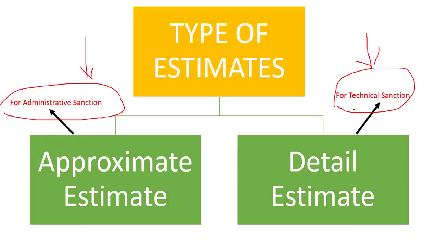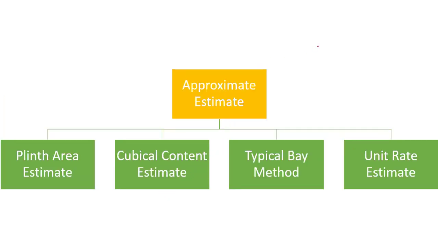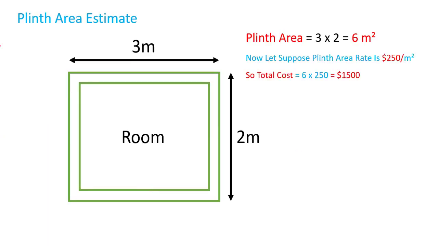Now next, what are the approximate estimates? There are different kinds of approximate estimates. We have the plinth area estimate, the cubical content estimate, the typical bay method estimate, and the unit rate estimate. So let's look at all of these estimates one by one. The first one is the plinth area estimate.